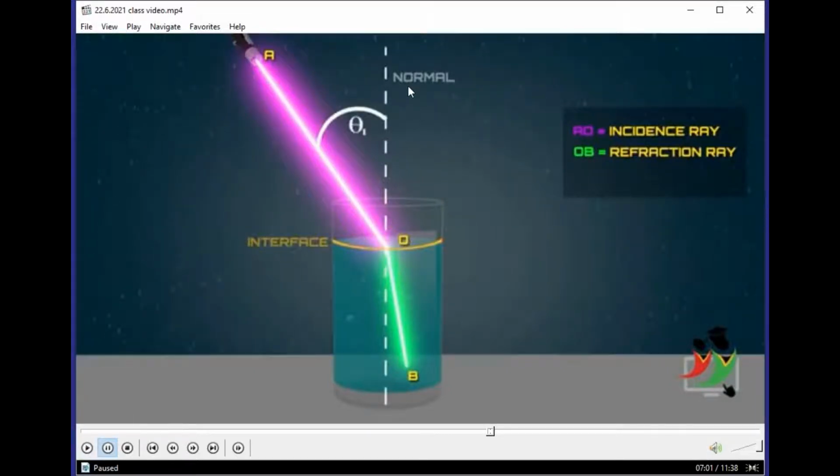It is a normal, or textbook, it is considered as a perpendicular one. Both are the same. So medium 1 is air, and medium 2, N2, is nothing but water. So the light is passed from medium 1 to medium 2, and what happens?